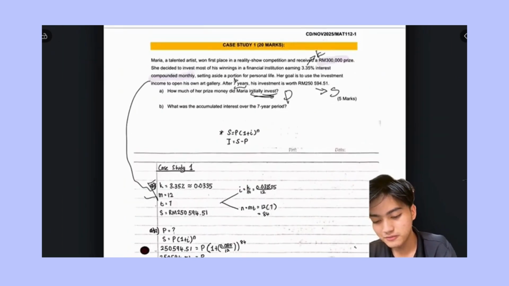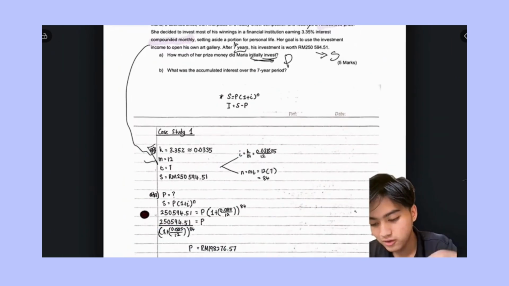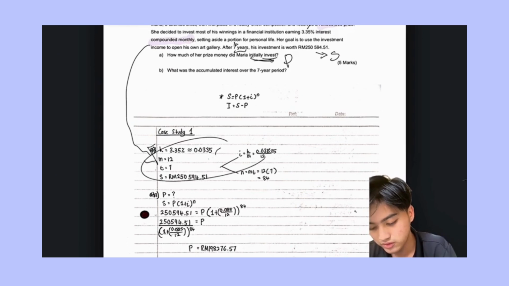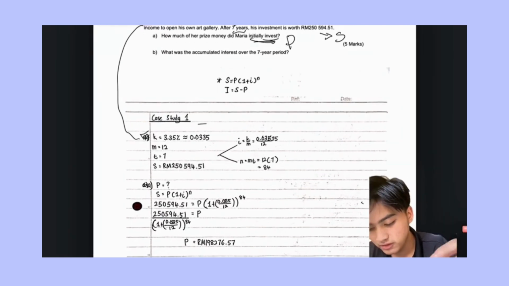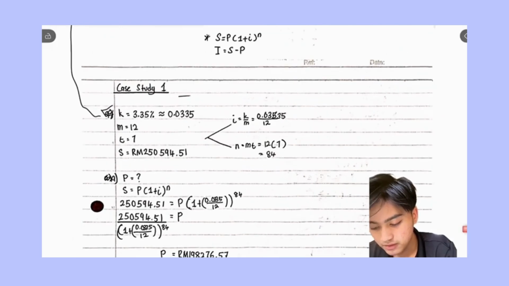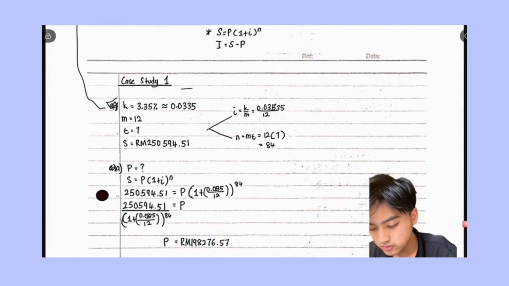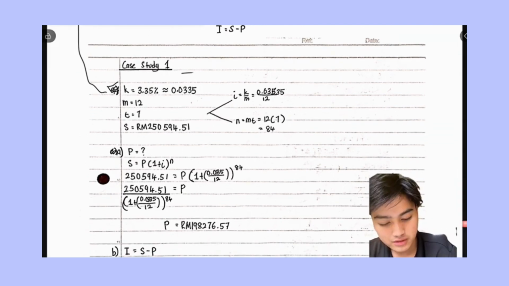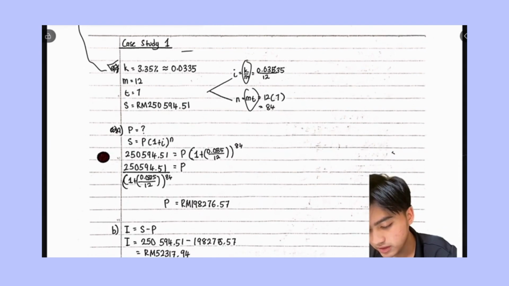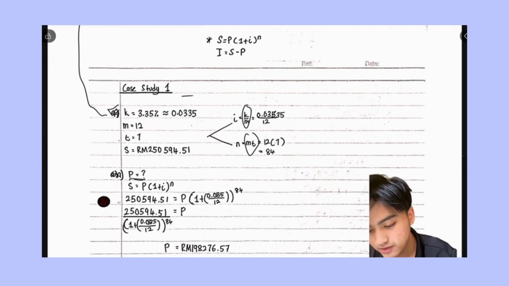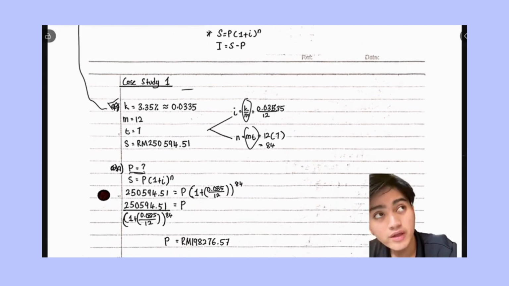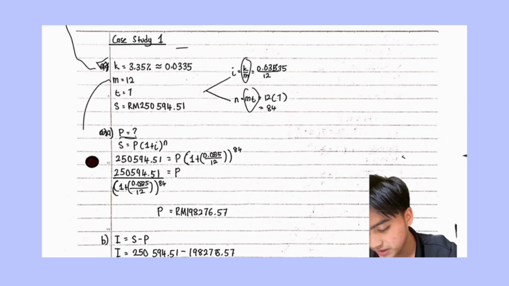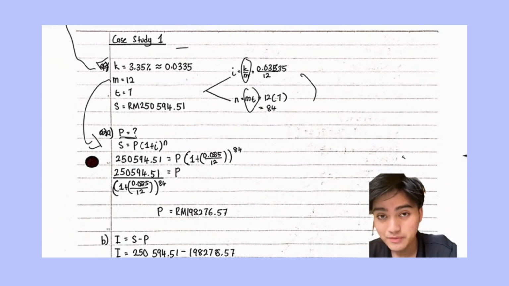Okay, by the information given here, we can list all the information. For K, 3.35% is equivalent to 0.0335. M equals 12, the time is 7 years, S equals 250,594 ringgit 0.51. From the information given, we can find the I and N value by using this formula. Okay, so for question A, to find the P, we can use the formula S equals P times (1 plus I) to the power of N. Thus, we can substitute the information given and the information that we get from the formulas of I and N.